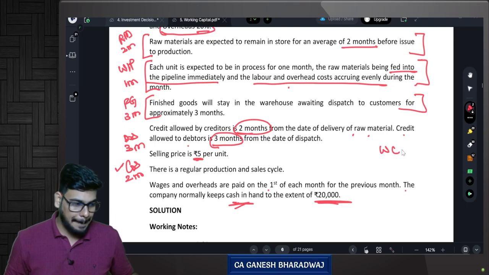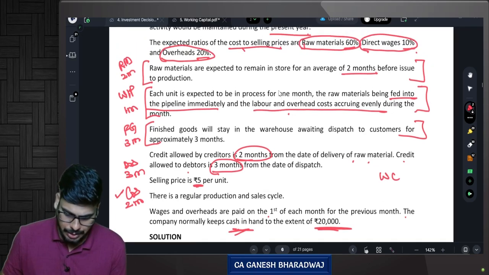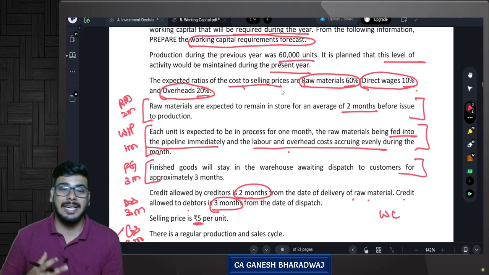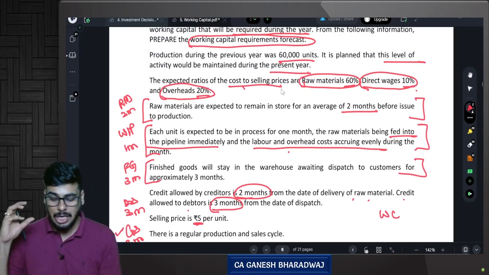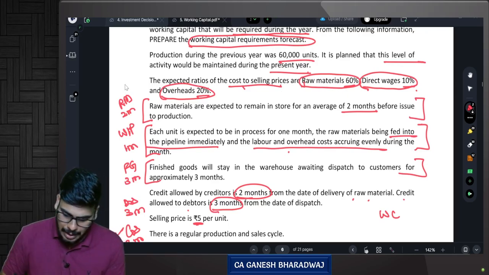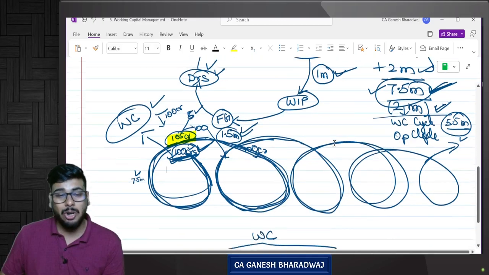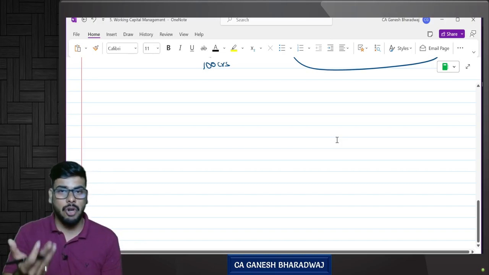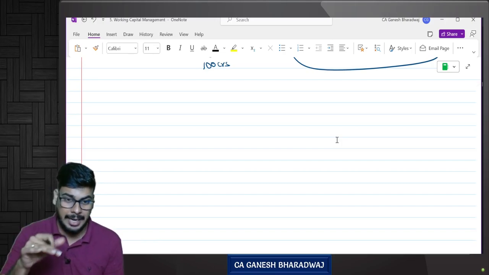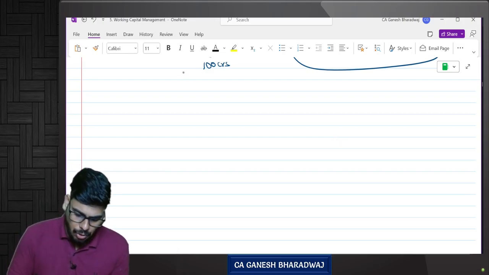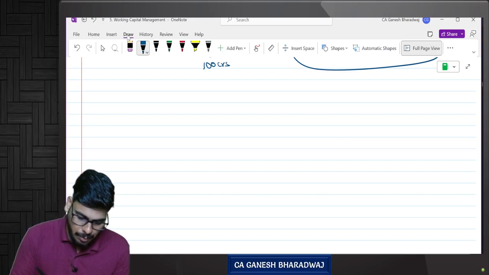So now, first, let us calculate the component-wise amount that gets blocked into the business. Now, recall, in costing, we have learned something called a cost sheet, right? Fine, if you have not learned costing and you're directly entering into FM, there's something called a cost sheet. So what is basically a cost sheet?